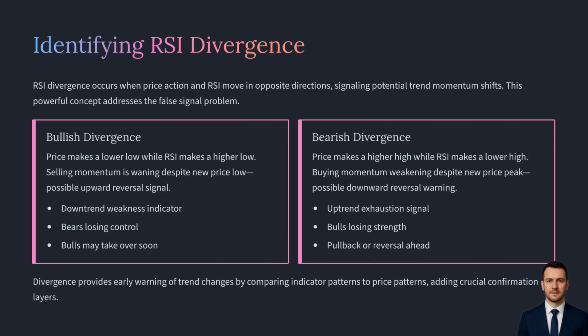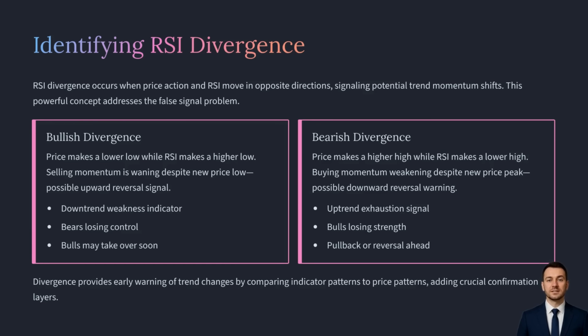Bullish divergence: price makes a lower low, downtrend weakness, while RSI makes a higher low. This indicates selling momentum is waning despite the new price low, hinting at a possible upward reversal. In other words, the bears are pushing price to a new low, but the RSI shows that the downward momentum is weaker than before, an early signal bulls may soon take control.